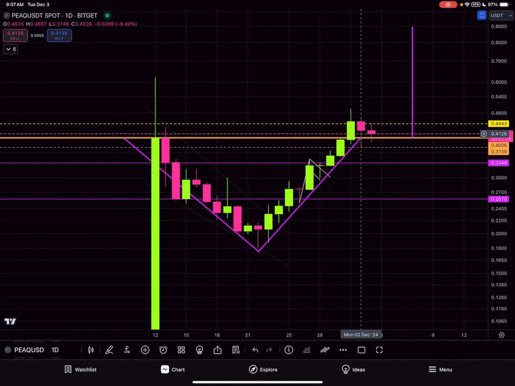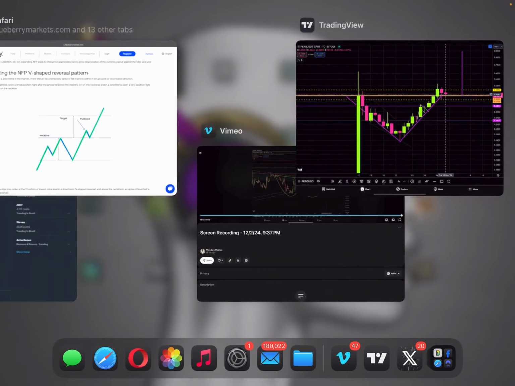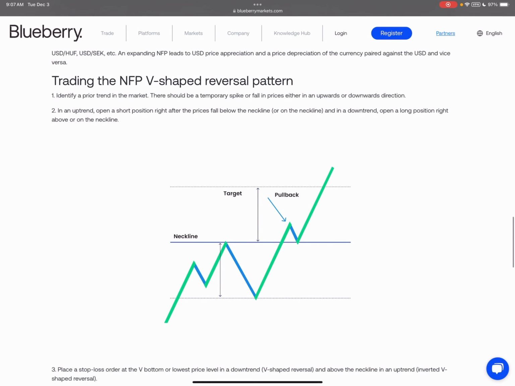If you notice, we are holding support right on top of the highest open and close daily candle. We held support yesterday, and we're holding support today. This is a reversal V bottom pattern. Let me show you what I'm talking about. Does this look familiar? This is exactly what's going on in the chart.